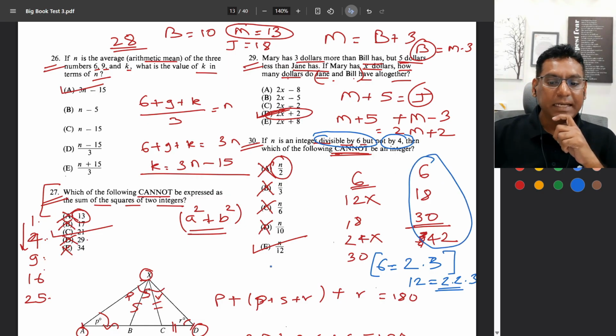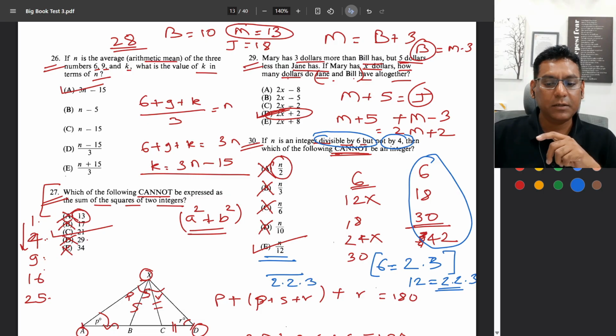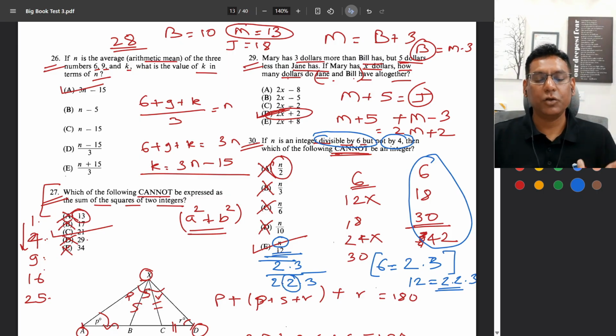In that case also you will realize that n by 12 cannot be the case, because 12 is 2 by 2 by 3. We are dividing by 2, dividing by 2, dividing by 3. But in this n, you have only one 2 and one 3. There is nothing that will cancel this other 2, and that's why this cannot be an integer. That's the logical way of doing it. If you didn't understand it, that's fine. You don't really need to. That's kind of an advanced logic, but just by picking numbers also you can find out.